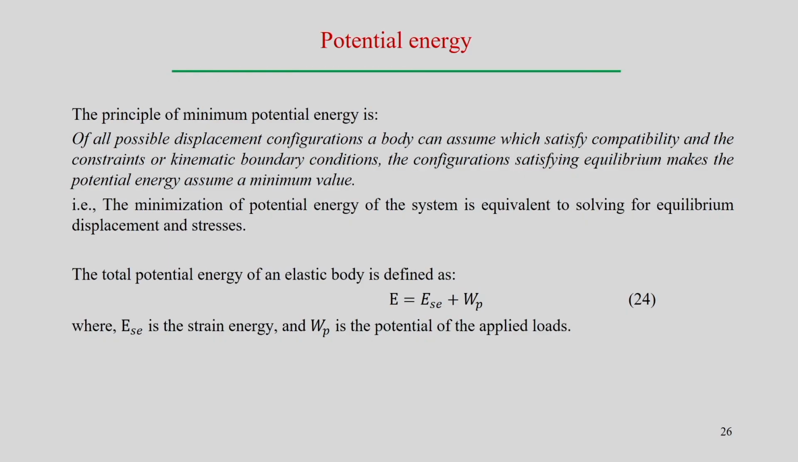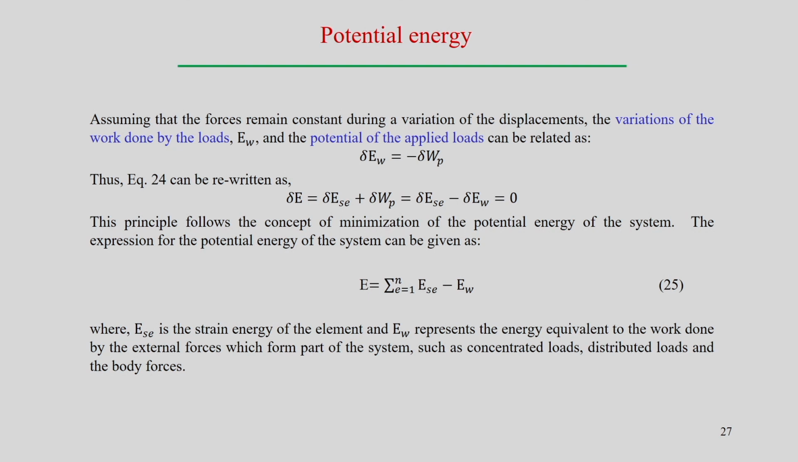Now, the total potential energy of an elastic body, definitely we are assuming an elastic body in this particular formulation. The potential energy of an elastic body has two components: one is the strain energy generated within this particular body, and the other, WB, is the potential of the applied load. Considering these two components, we assume that the force remains constant during the variation of the displacement, so there is a small displacement variation.